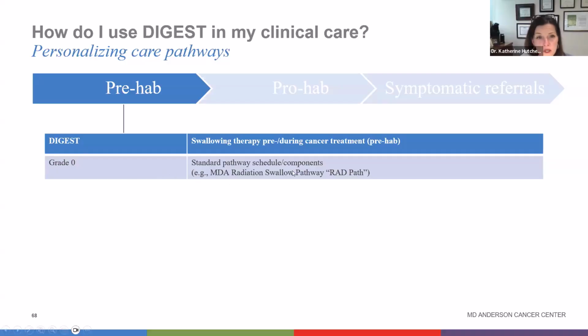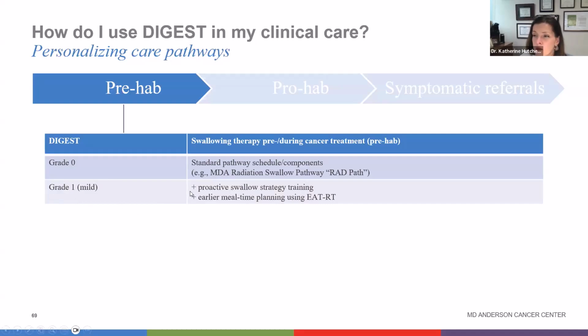So we would have a minimum, what we call our RAD path, our swallow pathway that follows a patient through SLP care during head and neck radiation. And if you had a grade 0 digest result, you'd probably just get the standard, vanilla radiation swallow pathway. If you had a grade 1 result, we would implement earlier swallow strategy training and earlier mealtime planning, knowing that you probably need more help, more personalized help to keep you eating throughout your radiation.